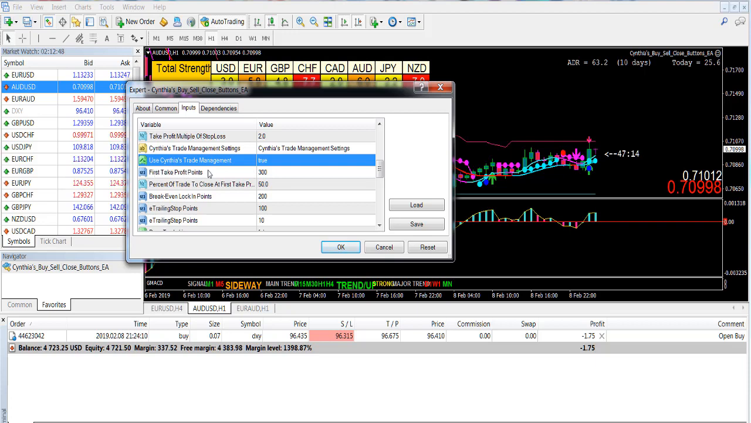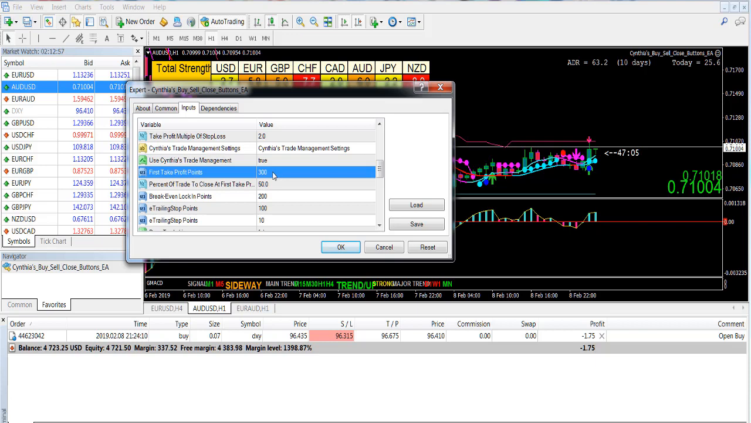So first take profit points means pips. It's not 300, it's 30, so you just have to remove the extra zero in your mind, and know that your first take profit is going to be 30 pips. And the way that this trade manager works is it's set to take a percentage of your trade, which means it's going to close 50% of your lot size when it reaches 30 pips. It's going to close half of your lot size. It's going to lock in 20 pips gain.